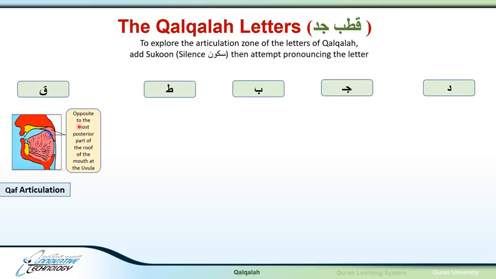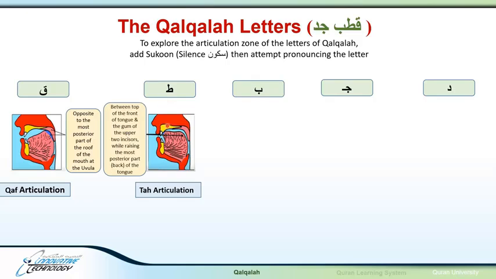The Qaf articulation, Iq, is opposite to the most posterior part of the tongue. This is the most posterior part of the tongue in blue. And when that goes up towards the roof of the mouth, posterior to the hard palate, at what we call the soft palate and the uvula, that is basically where the Qaf is articulated. Iq.